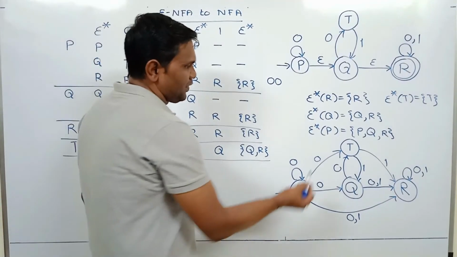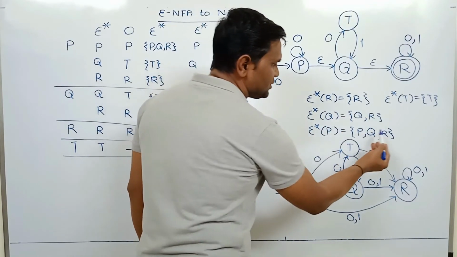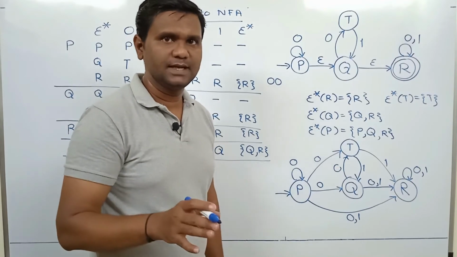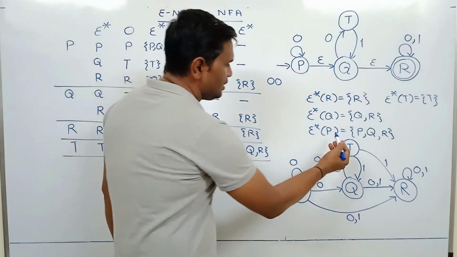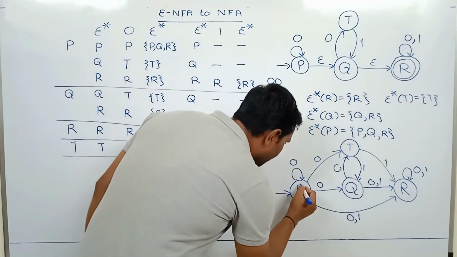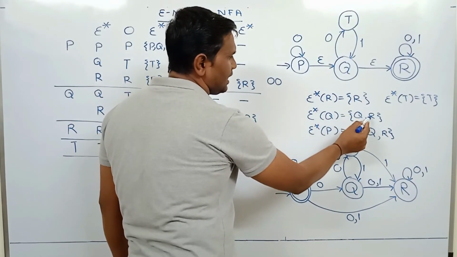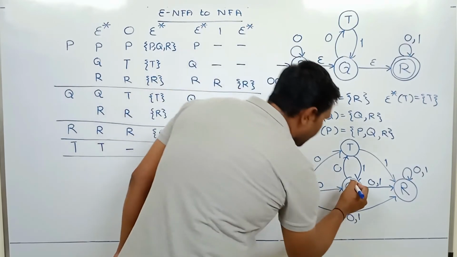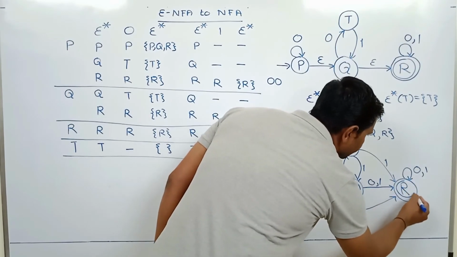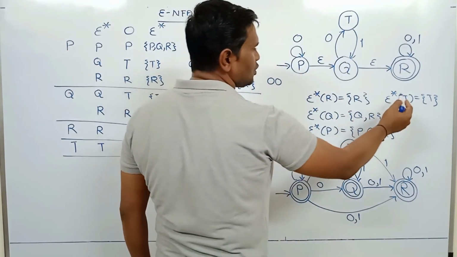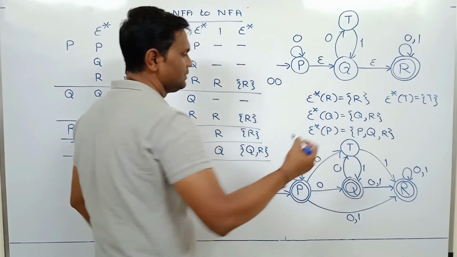So what it means is, first you have to consider epsilon closure of each state. If epsilon closure contains at least one final state, then that state will be final state in NFA without epsilon. So here P contains R, we mark P as final state. Q contains one final state R, so we mark Q as final state. And R of course is a final state. If we consider epsilon closure of T, it does not contain any final state, so we do not mark it as a final state.